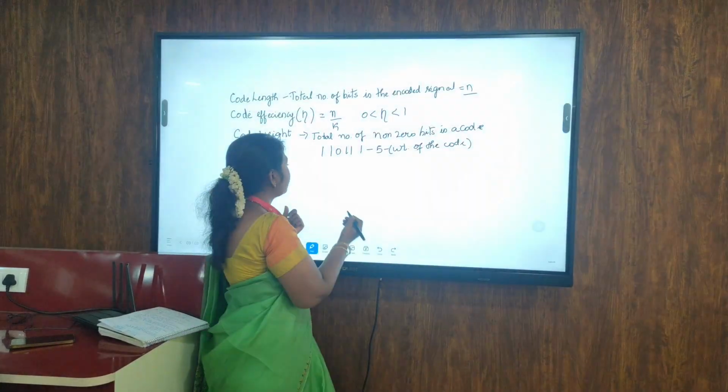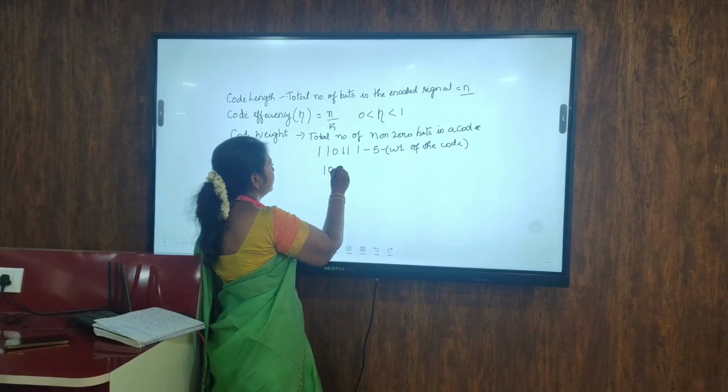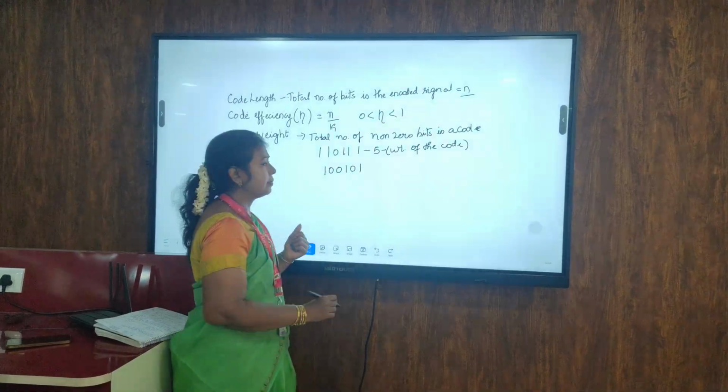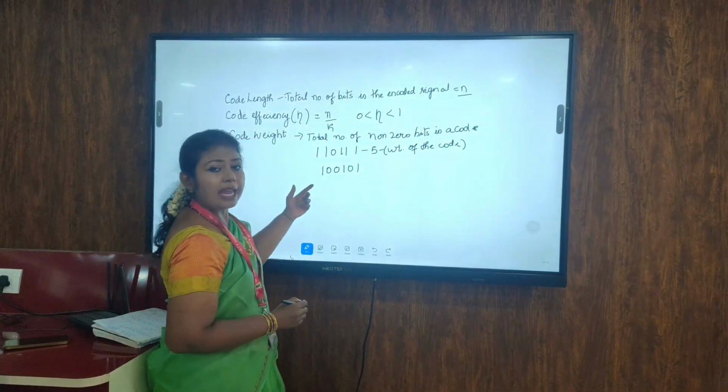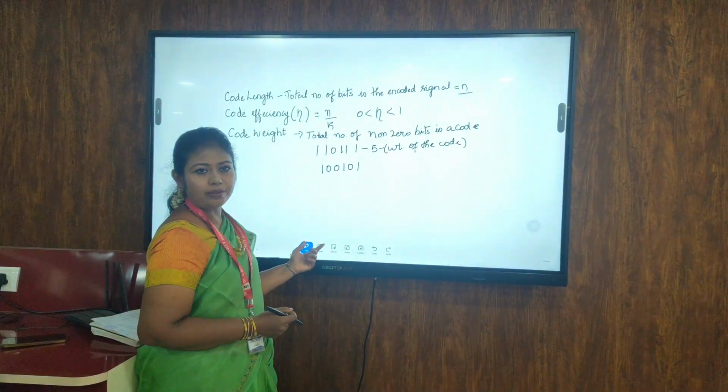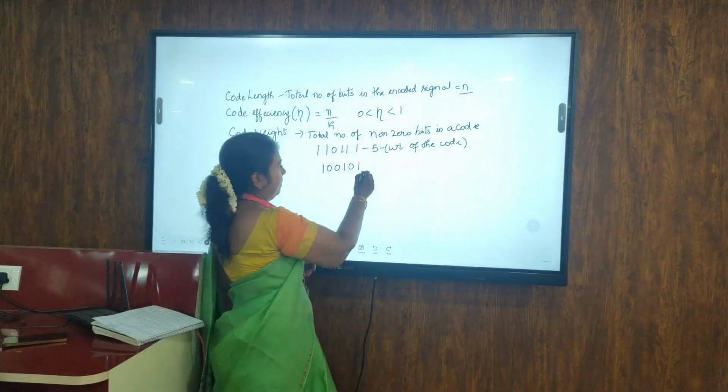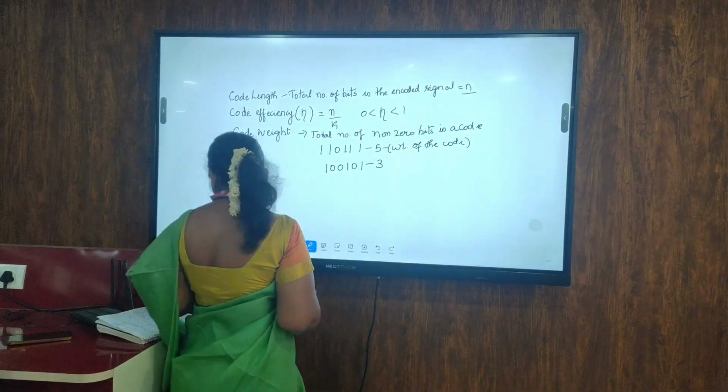For example, let us consider another code. Here, can you tell me what is the weight of this code? It is 3. Yes. Okay.